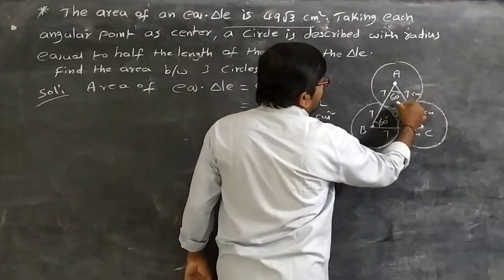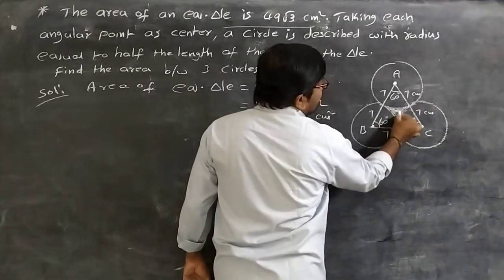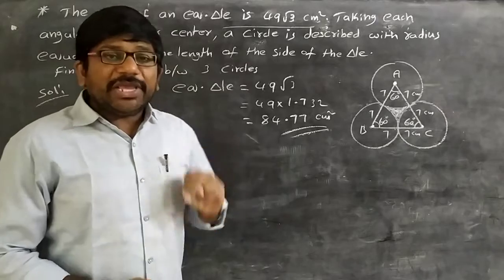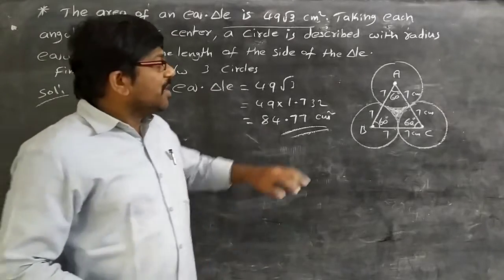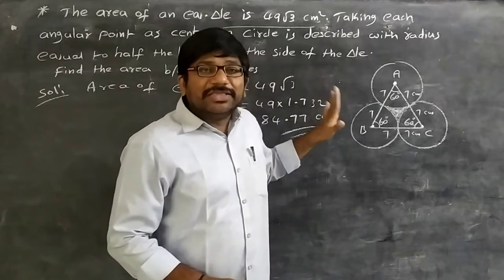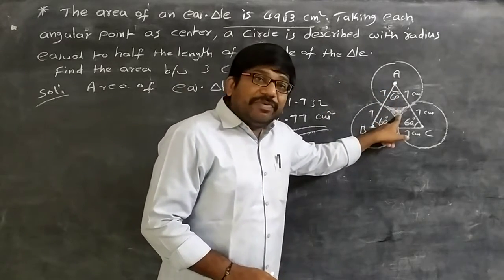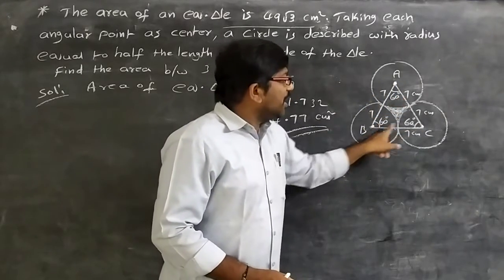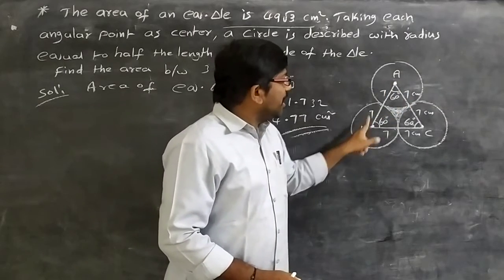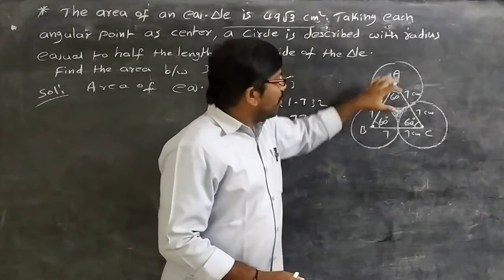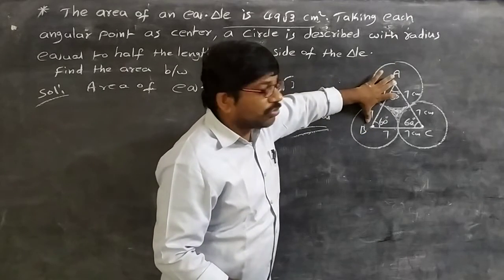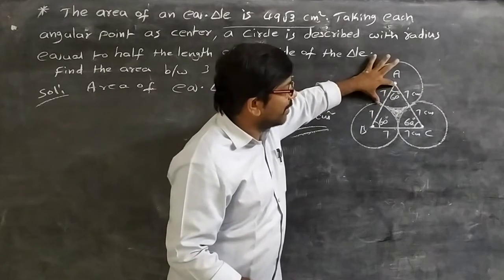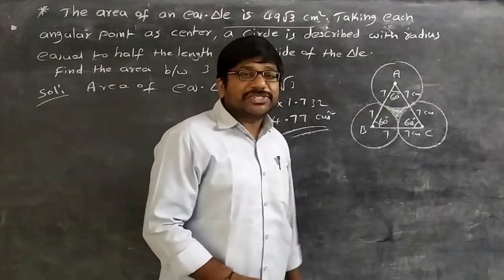The area between three circles is a shaded region. This is the area required, right? So simply the question is, if three circles with the same radius touch each other, then what is the area between three circles? If we join the centers of circles, we get an equilateral triangle, ABC. Its side is 14, and the radius of each circle is half of the side of the equilateral triangle, that is 7.